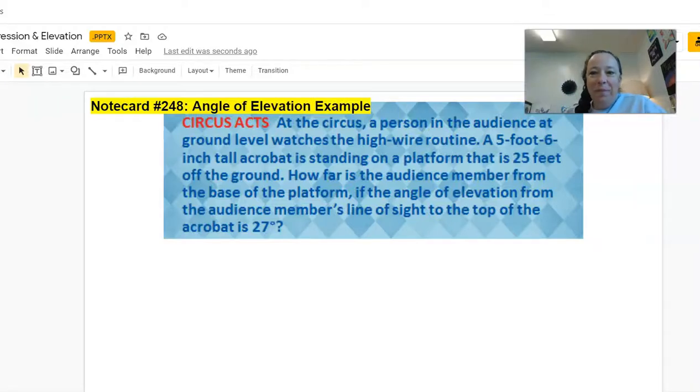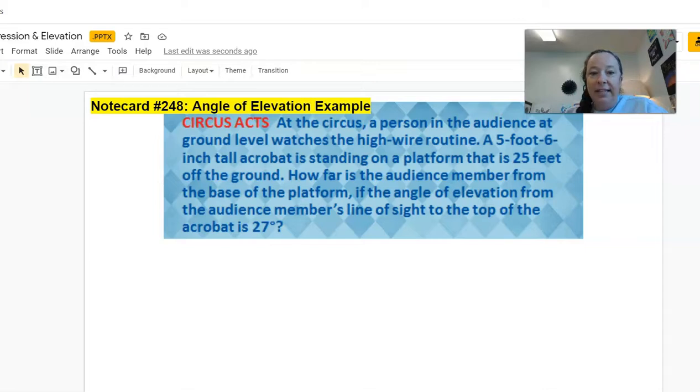Okay, we just finished up the example with Louisa, and now we're going to be going over an example with a circus. So this is note card 248. It's an angle of elevation example, and it says, at the circus, a person is in the audience at ground level, and it watches the high wire routine.